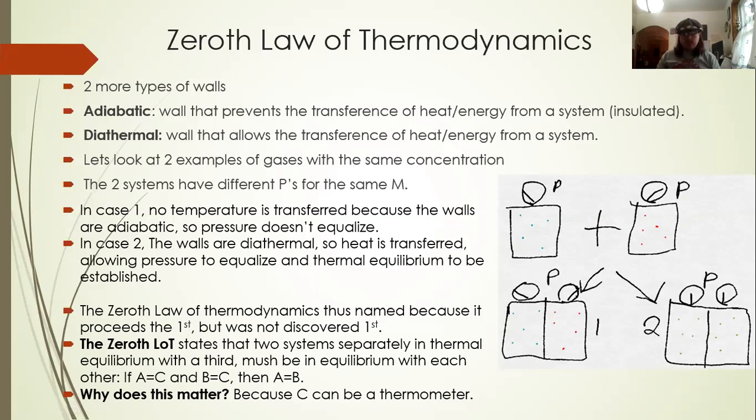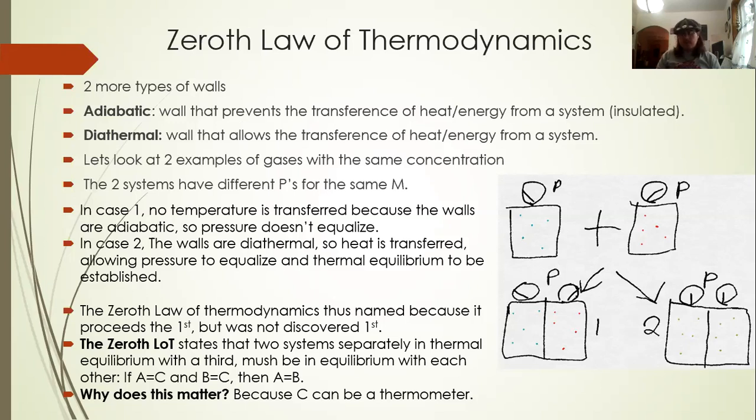But on the right side, case 2, the pressure of one goes up and the pressure of the other goes down as the temperature flows from the hot to the cold, allowing equilibrium to be established. Well, the zeroth law of thermodynamics is kind of like a commutative property. Remember, say A plus B plus C is some number. Well, A plus C plus B is going to be that same number because we can switch them around.